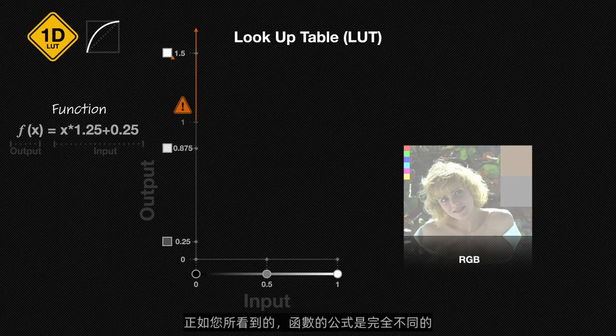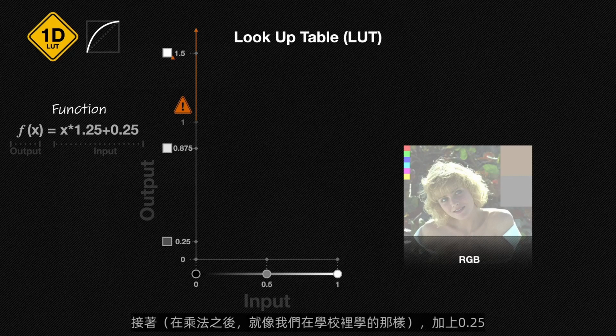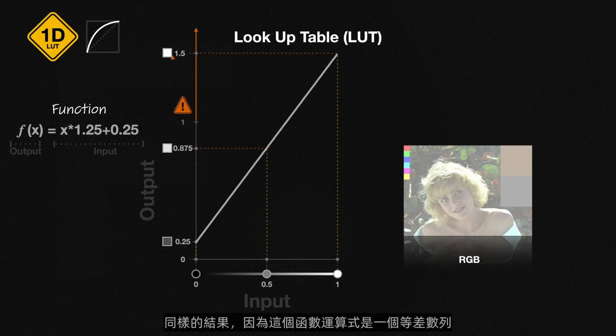As you can see, the formula for the output is quite different. Now, we have to take the input value, expressed as you know as an x, and multiply it by 1.25. And then, after the multiplication, as we learned in school, add 0.25. Same result. Because this function expresses an arithmetic progression, but things are going to get complicated now.